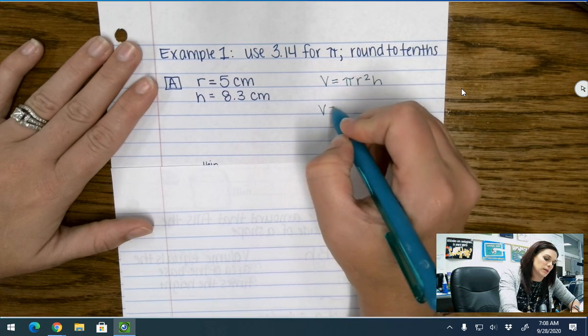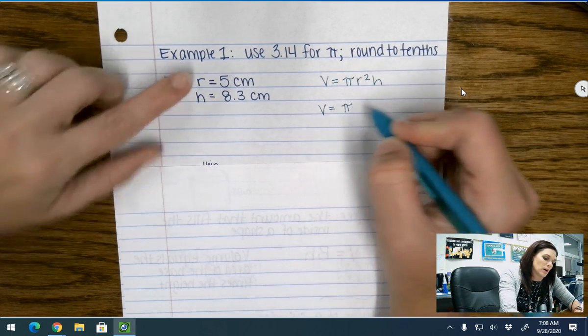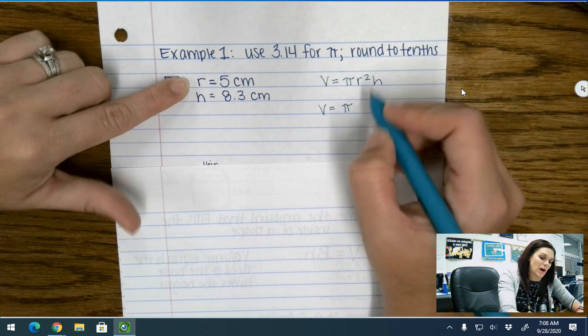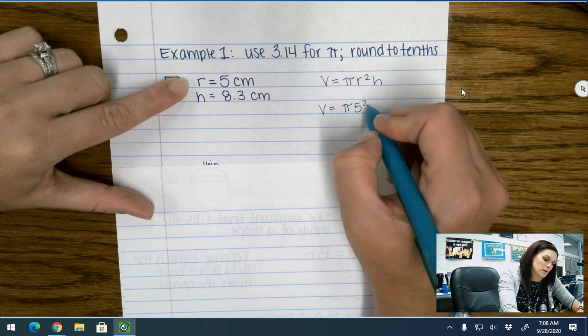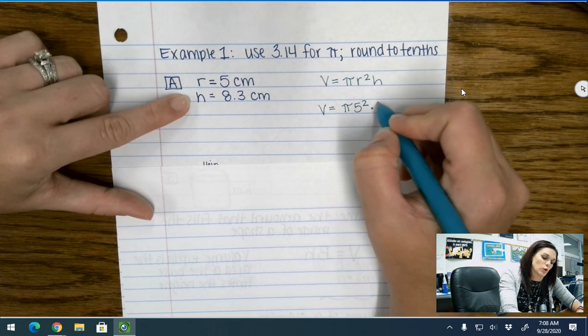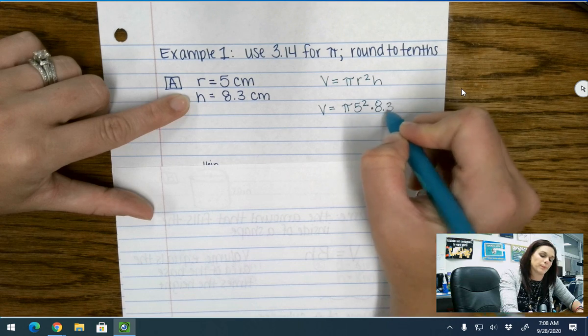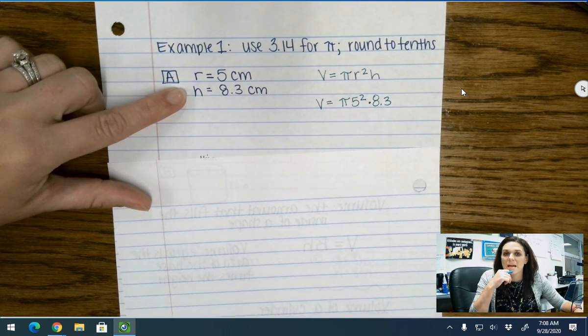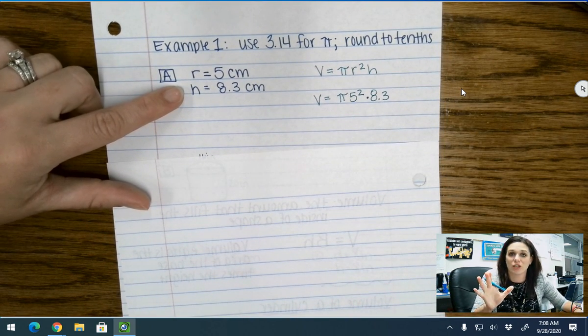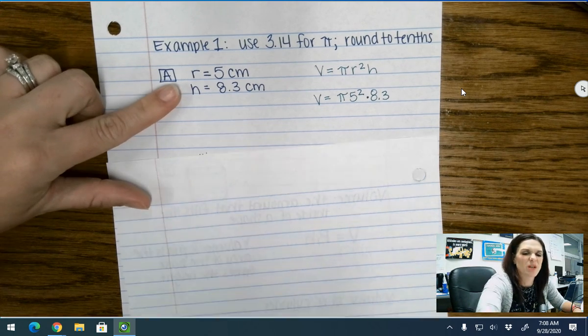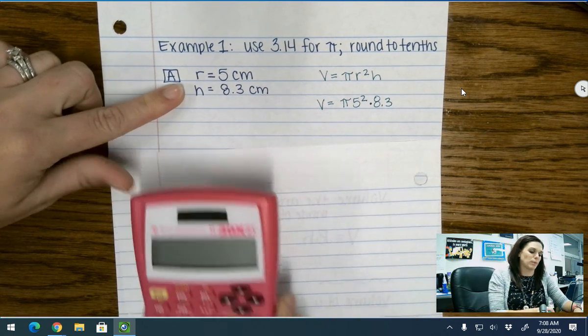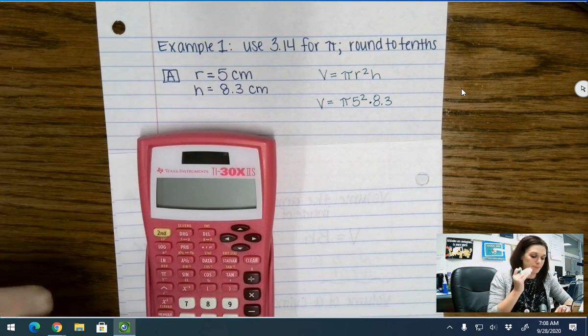So volume equals pi. Radius, they said, was 5, so I'm going to put 5 squared. And height, they told me, is 8.3. Okay, now I'm going to wait to do pi. I know they say to use 3.14, but I want to show you something in this first problem. So I have my handy dandy calculator ready.